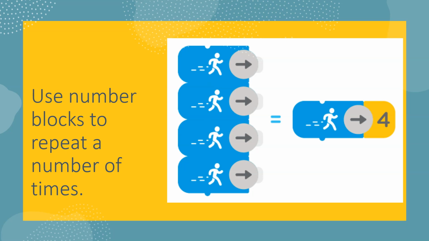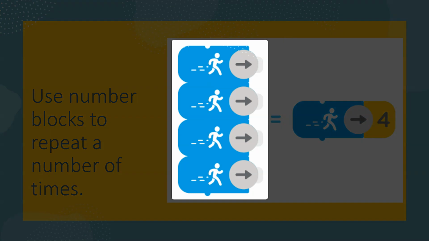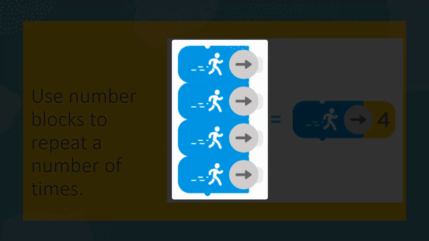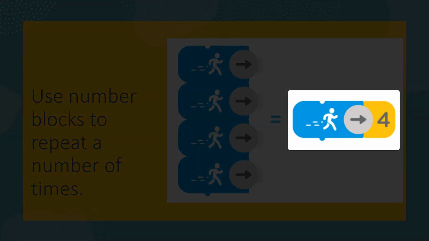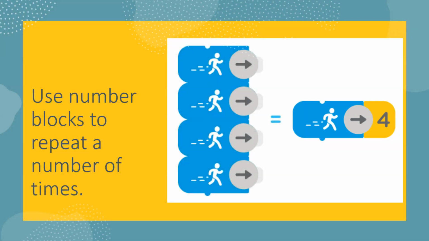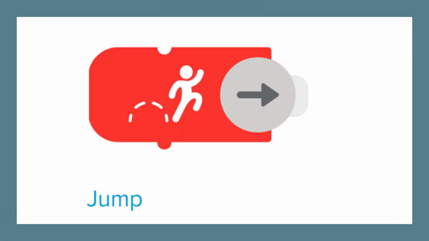You could add number pieces to the tiles to change the number of times something happens. Here, we are telling our Awbie to walk right 4 times by placing 4 walk tiles together. Or we can use the yellow 4 piece with 1 walk tile to make Awbie walk 4 times. This tile will make the Awbie jump to the right 1 space.